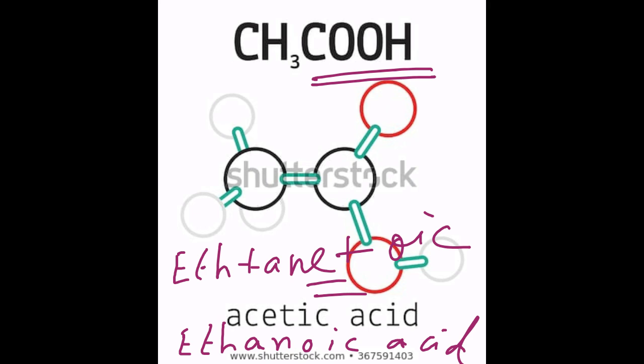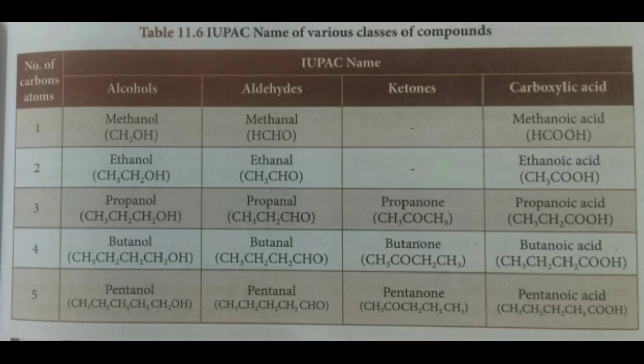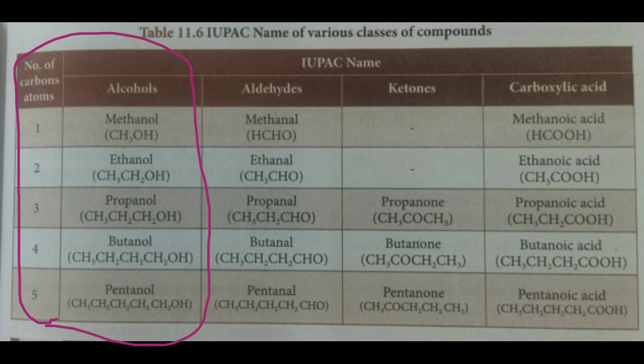Now in this table, you can see the IUPAC names of homologues of various classes of organic compounds. First, let's see alcohols. When the carbon atom number is 1, it is methanol. When the carbon atom number is 2, it is ethanol; 3, propanol; 4, butanol; and 5, pentanol. You can see the number of carbon atoms in each member.